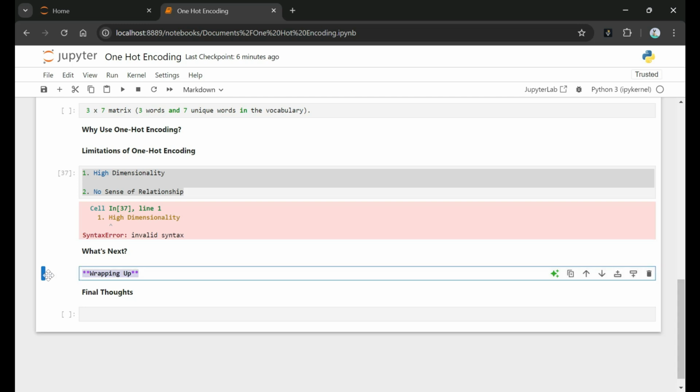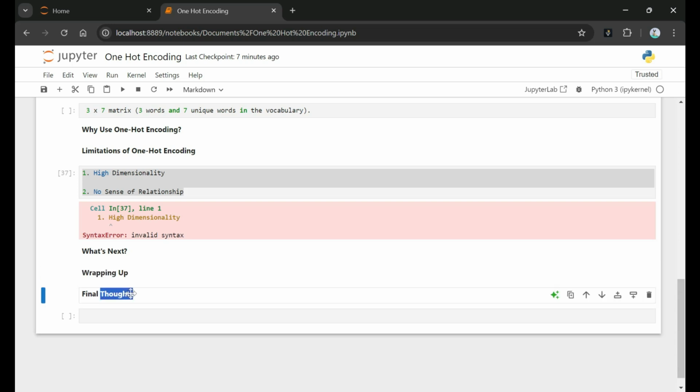So to wrap up, we have learned how to convert words into numerical vectors using one-hot encoding, turning our simple sentences about fruits into matrices of zeros and ones. This fundamental concept is a stepping stone in the journey of making machines understand human language.